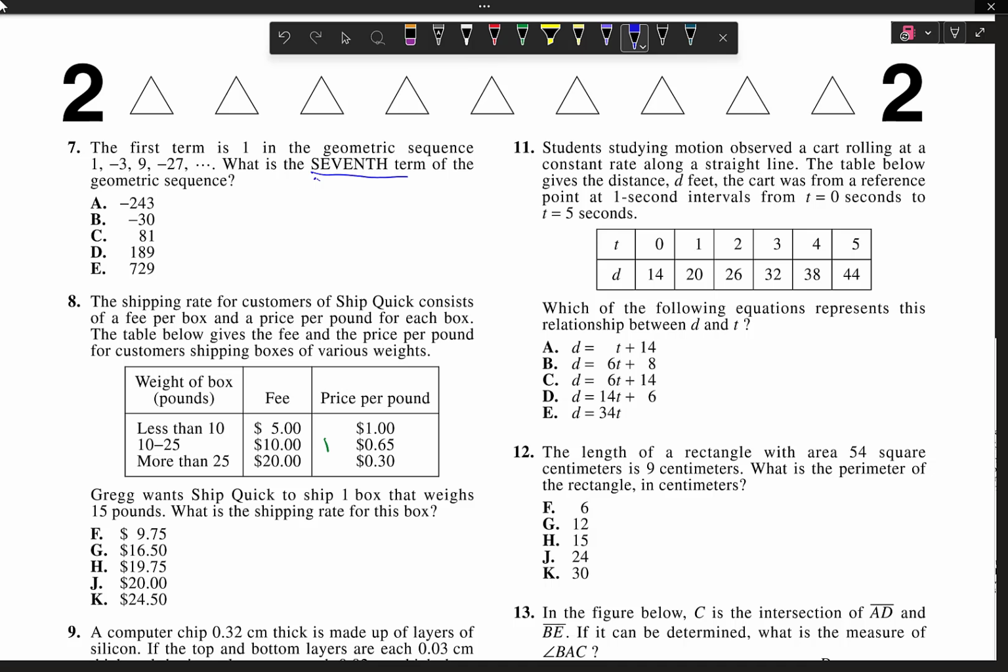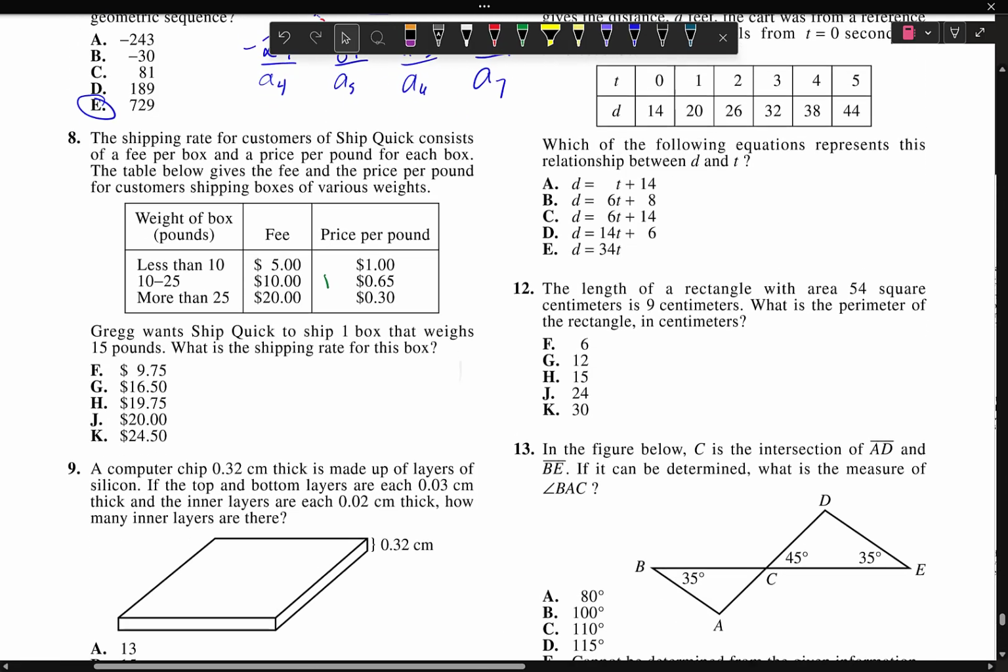To get from a 1 to a -3, we of course are multiplying by -3. -3 times -3 is +9, so that checks out. -27 is the 4th term. So if we multiply that by -3, that will give us the 5th term of 81. Multiply that by -3, that gives us the 6th term of -243. Multiply that by -3, we get the 7th term, which should be +729. Obviously use the calculator as needed there.